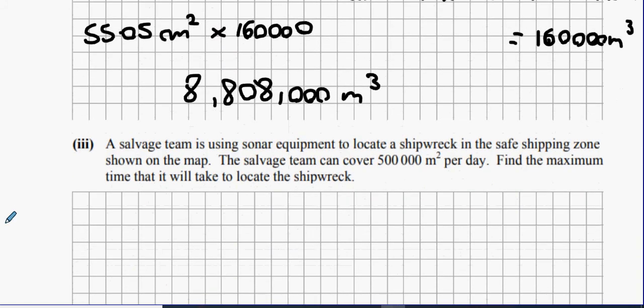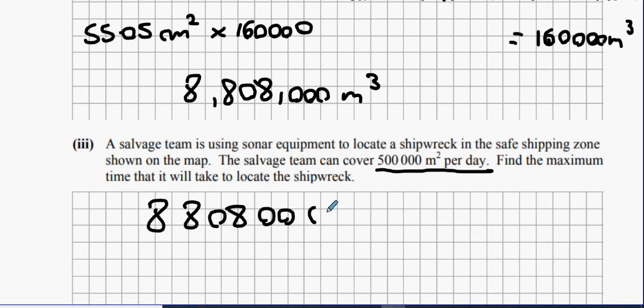Now, a salvage team can use sonar equipment to locate a shipwreck, and they can cover this much per day. Find the maximum time it'll take to locate the shipwreck. What do you think you do here? Yeah. Divide your 8,808,000 by 500,000.